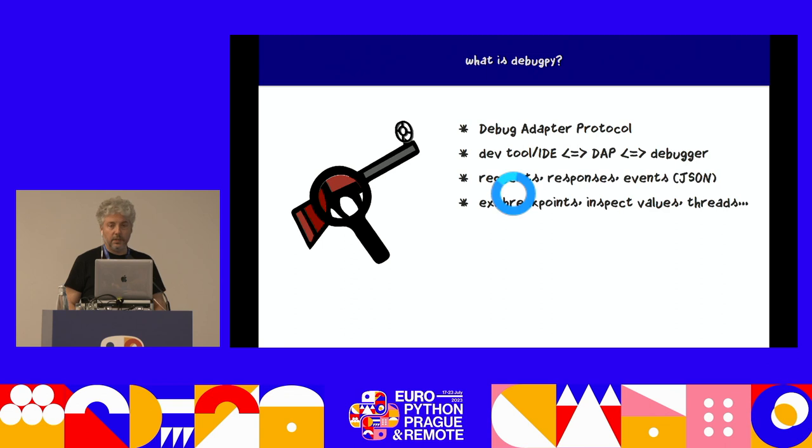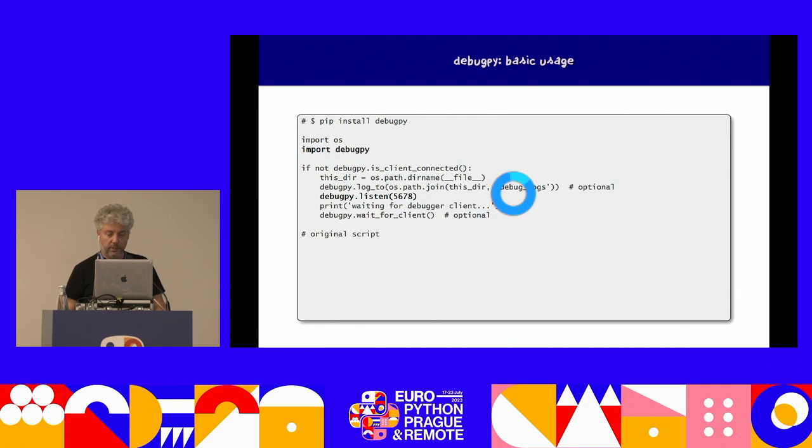For example, if I set a breakpoint, this is a request from the debugger tool to the debugger in the remote machine to set a breakpoint in a file in the remote machine. It will respond with an answer that says the breakpoint is established, or maybe that the breakpoint cannot be set because the file doesn't exist. Other events like threads and exceptions are all communicated between the two machines.